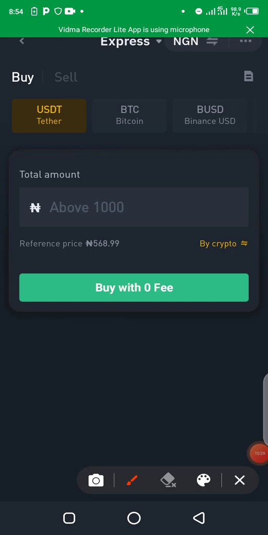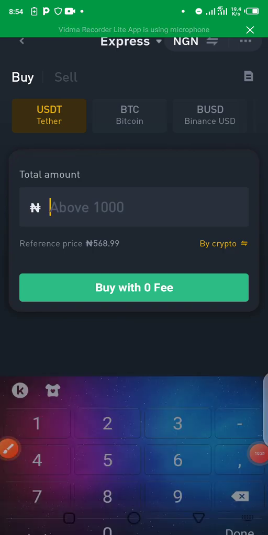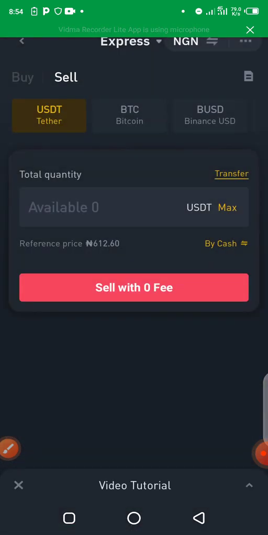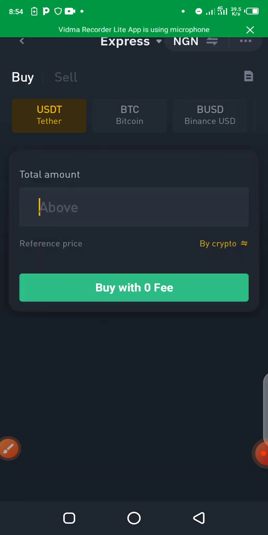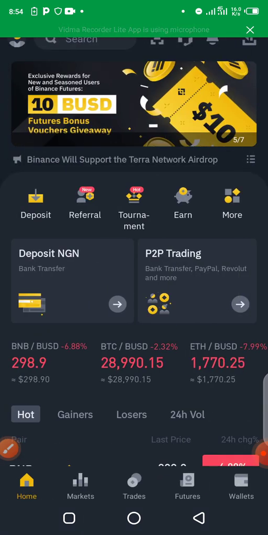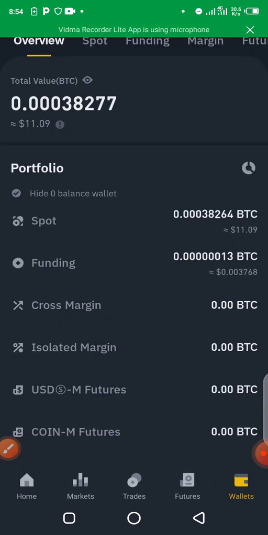When you click P2P, insert the amount of USDT you want, but it should be above 20. Insert 20 there, and then click on buy with zero fee. Remember, this is express, so that it comes into your funding wallet, and from your funding wallet you now transfer to your futures wallet. So now we're going to transfer from spot wallet to our futures wallet.